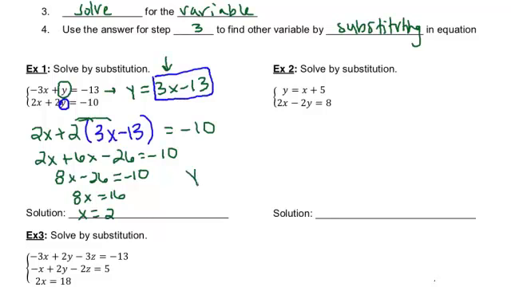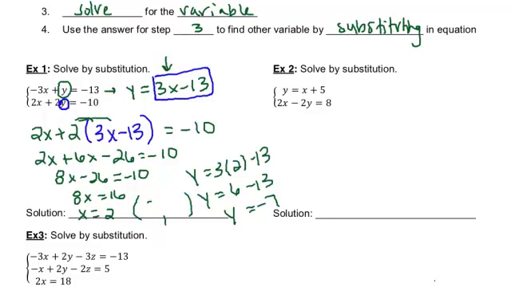So that gives us y equals 3 times 2 minus 13. y equals 6 minus 13. So our y value is negative 7. So our solution, again, is a coordinate.